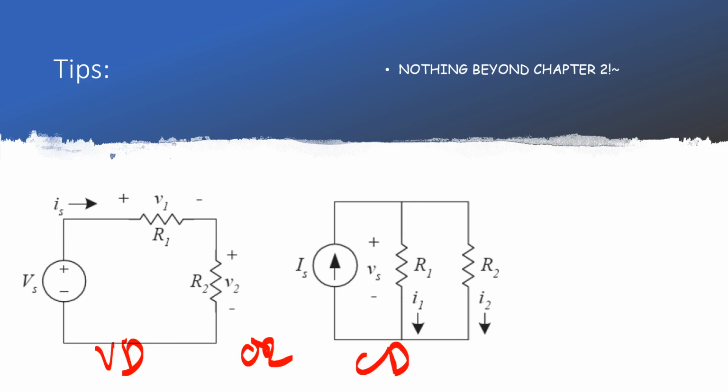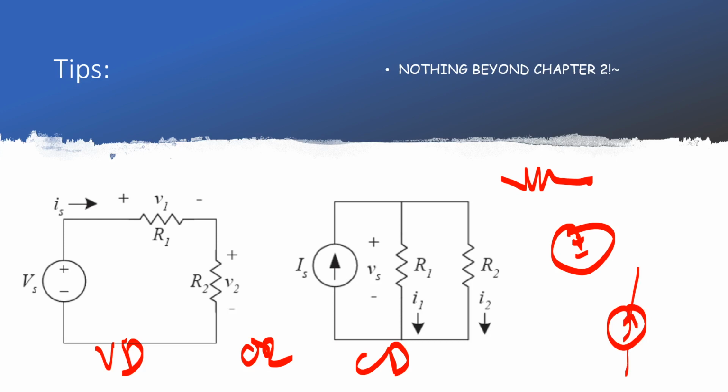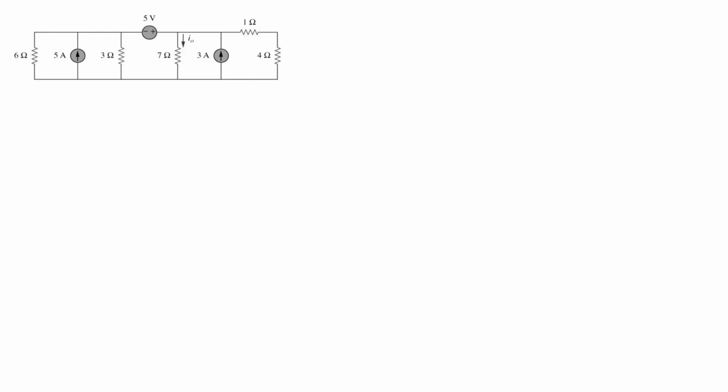Remember I mentioned nothing beyond chapter 2? What else is in chapter 2? You have resistors in series and parallel. You have voltage sources in series, which you can add up. What else in chapter 2? If you have current sources connected in parallel, yes, you can add them up. So everything you need to do to solve source transformation is within chapter 1 and chapter 2. Okay, so now let us look at this example here.